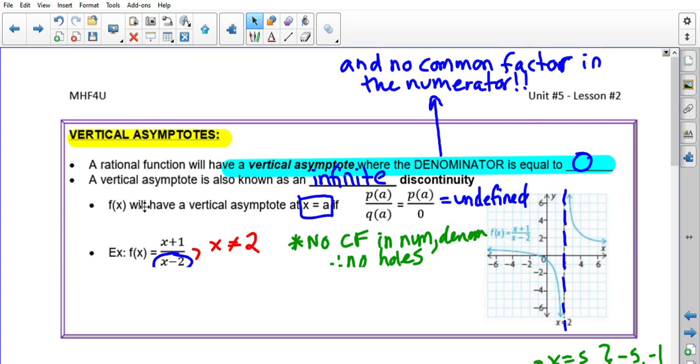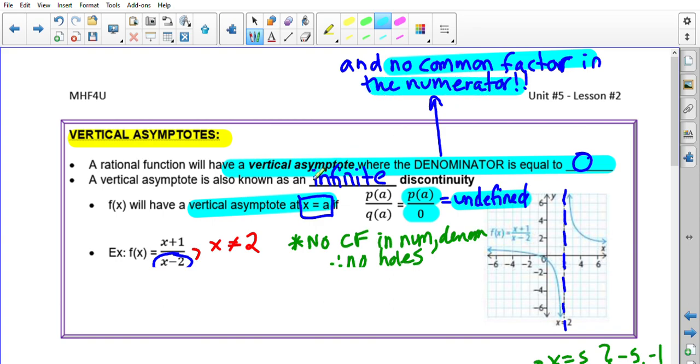So an example of that would be here. There will be a vertical asymptote at x equals a if when you sub in a, you get some number in the numerator divided by 0. And that is called undefined. Okay, when you have any other non-zero number divided by 0, that's undefined. Therefore, it implies there's a vertical asymptote. So just making sure no common factor in the numerator and denominator is what makes it a vertical asymptote.